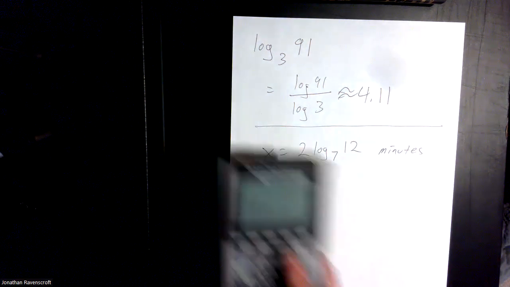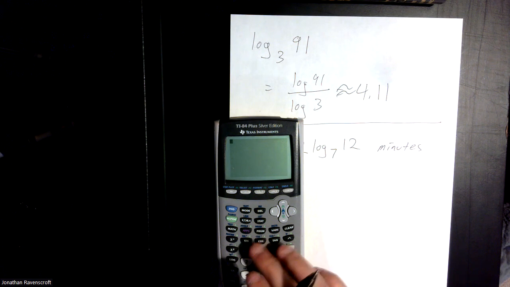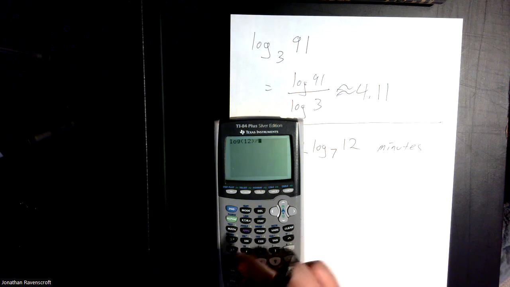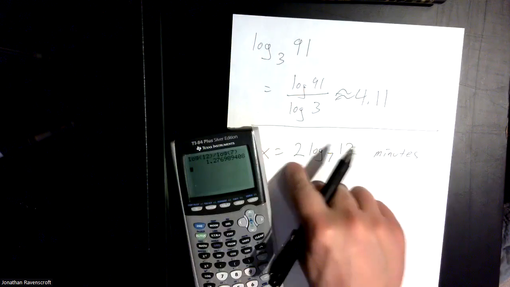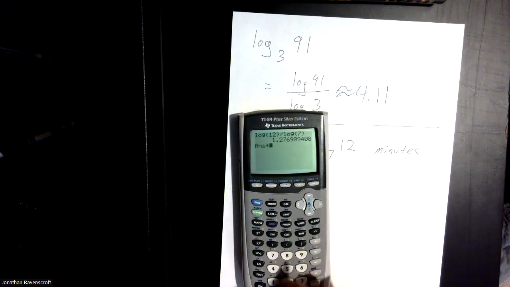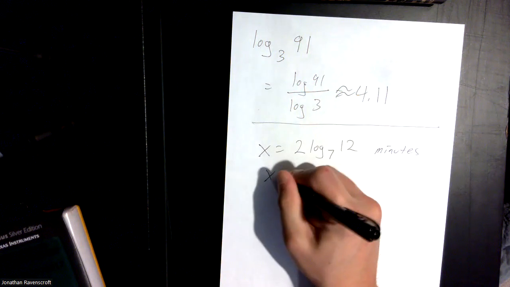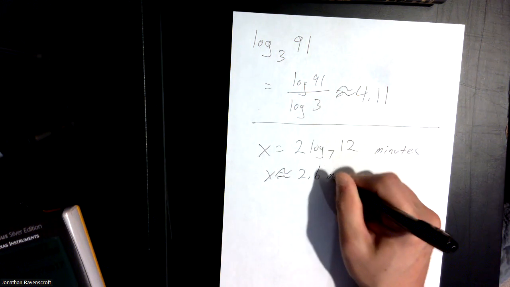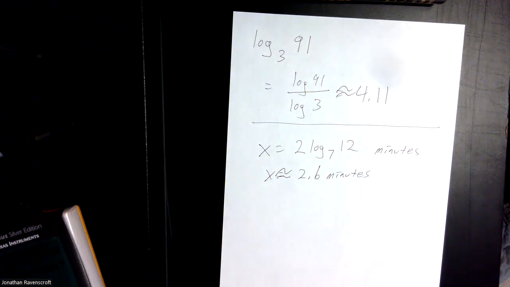Well, we can go to the calculator. I can use the change of base formula. I can say log of 12 divided by log of 7. Now notice it's 2 times, so I'm going to say times 2. So I know my answer is approximately 2.6 minutes. Now this is a word problem answer that actually makes sense to us. And that's something we'll talk about in a future class.